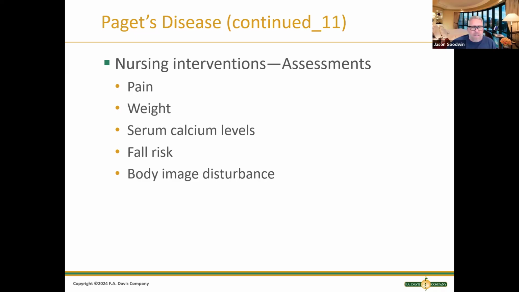All right, so nursing interventions, we're going to be focusing on pain. They can reduce their weight to help. You're going to take a look at the serum calcium levels and try to get those up. They also might be on some other meds that might lower that, so you want to keep an eye on that. You want to put them on a fall risk for gait disturbances and assess on an ongoing basis whether they're safe. And then we talked about body image disturbance as well.